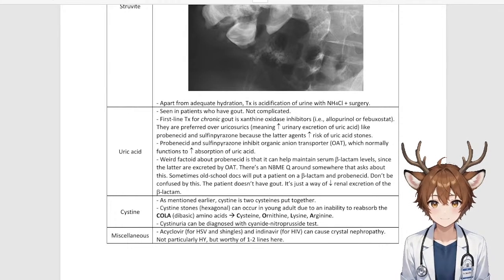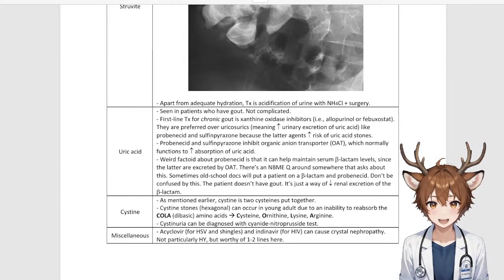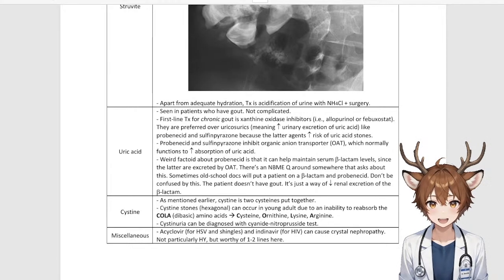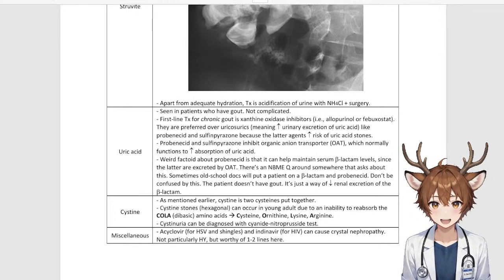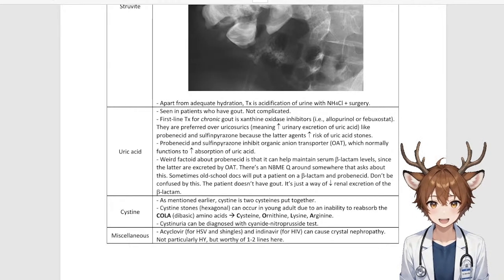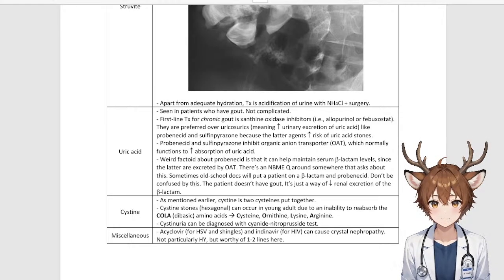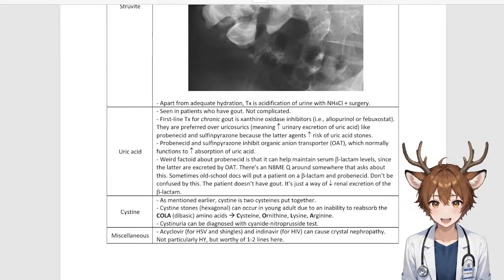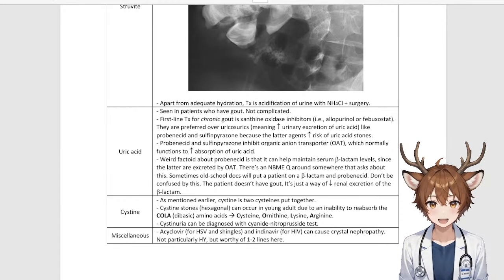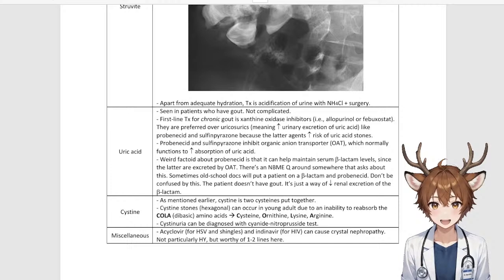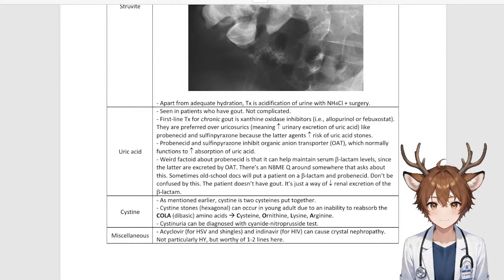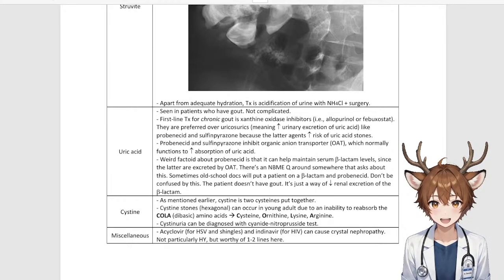Uric acid stone. Seen in patients who have gout, not complicated. First-line treatment for chronic gout is xanthine oxidase inhibitors, that is to say allopurinol and febuxostat. They are preferred over uricosurics, meaning an elevation in urinary excretion of uric acid, like probenecid and sulfinpyrazone, because the latter agents elevate risk of uric acid stones. Probenecid and sulfinpyrazone inhibit organic anion transporter OAT, which normally functions to elevate the reabsorption of uric acid.